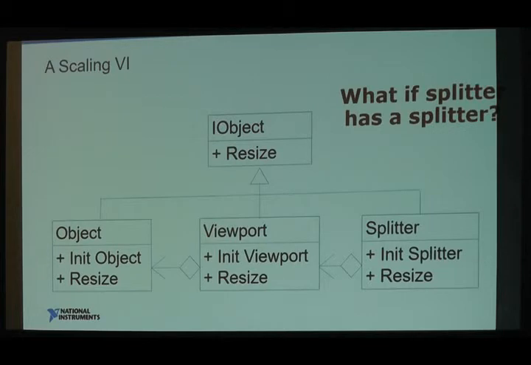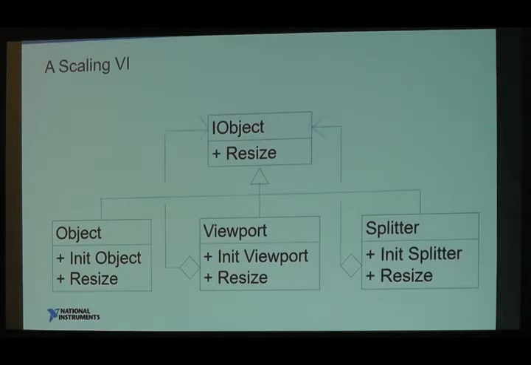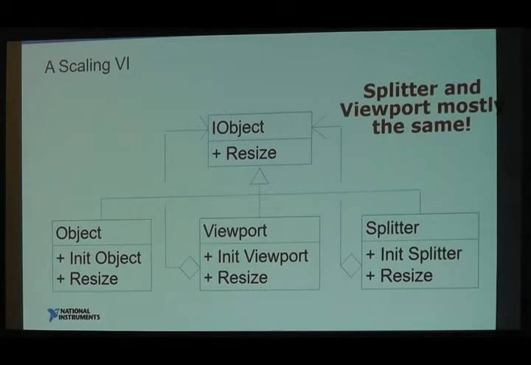Of course, why wouldn't a splitter be able to contain a splitter, or a viewport a viewport? So the way it is now with the viewport containing an object and the splitter containing a viewport, we can make that more flexible by saying a viewport can contain an object and a splitter can contain an object. And now a viewport can contain a splitter and a splitter can contain a viewport. And we have a very flexible layout.